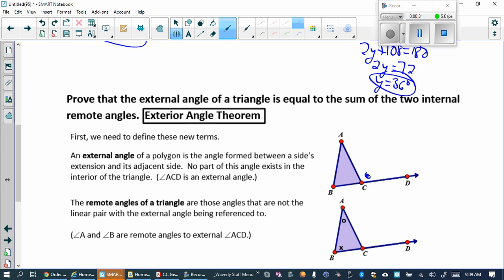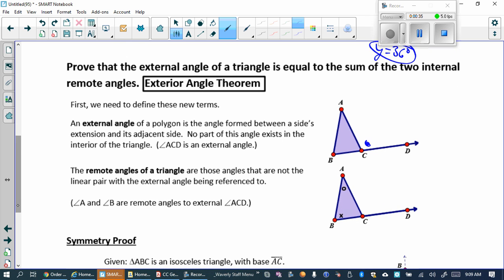Okay? So as it turns out, the measure of this angle is equal to the sum, add them up, of these two non-adjacent angles, okay? The two remote angles from it. Whatever the measure of this angle is, you can add these two up, and that sum will be equal to that measure. Everybody got that?